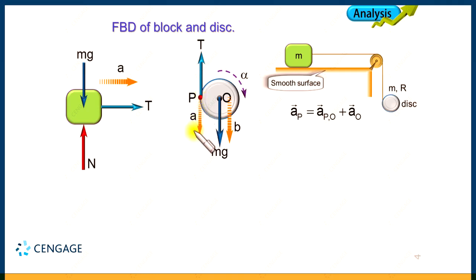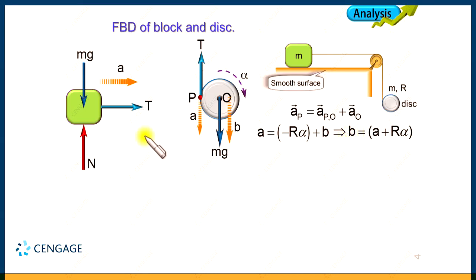And because this point P is moving in the downward direction, let us take the downward direction as positive. That means we can write small a equal to B minus R alpha, or you can say this is equal to A minus R alpha, and this is equal to B. We can rearrange this equation: B equal to R alpha plus A, or A plus R alpha. This is the acceleration of the center of the disk.